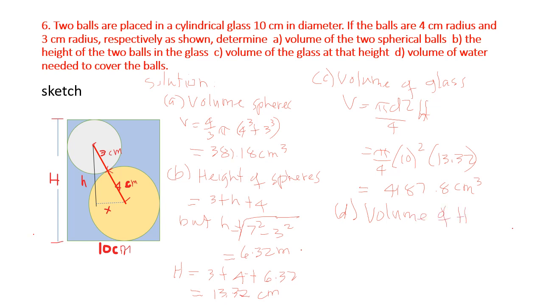So your D is volume of water. Volume equals 4187.8 minus 381.18, equivalent to 3806. So this is the water needed to fill up the glass, 3806.628 cubic centimeters.